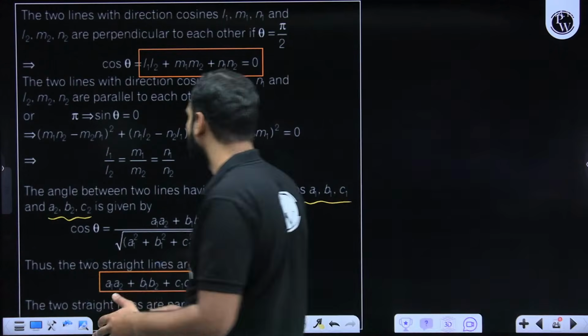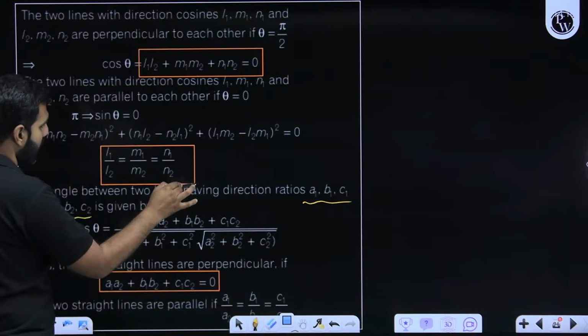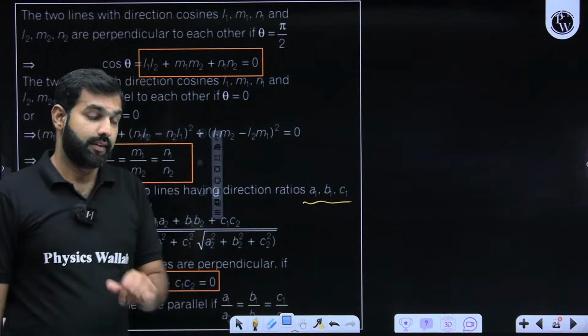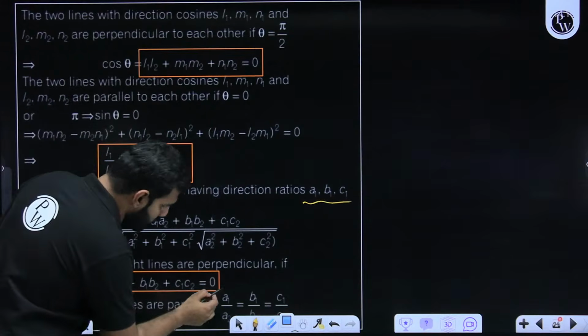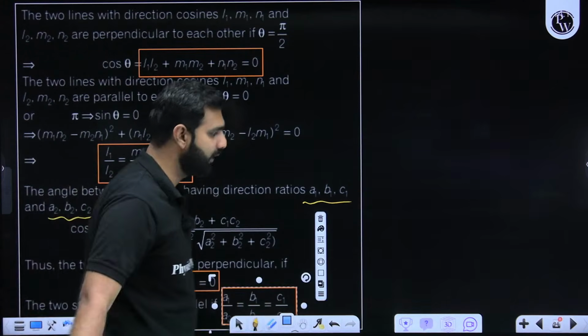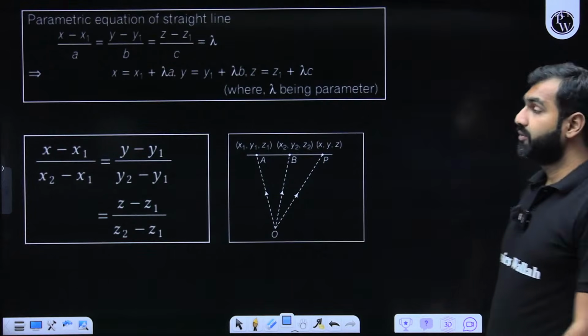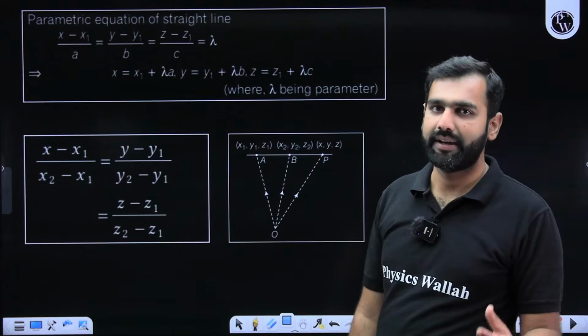In that case, they'll be proportional, which means l1 upon l2 is equal to m1 upon m2 is equal to n1 upon n2. The same will be true for direction ratios as well, which means a1 upon a2 will be equal to b1 upon b2 will be equal to c1 upon c2. Remember that. Now comes the next part, where we see how we write the equation of a straight line in 3D.